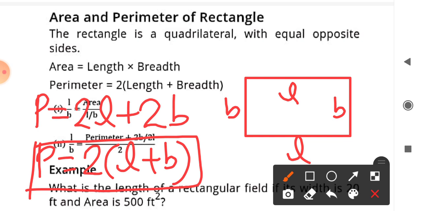Okay, next is how to calculate its area. Area of a rectangle is equal to length into breadth. You can calculate any rectangle's area easily: length into breadth.